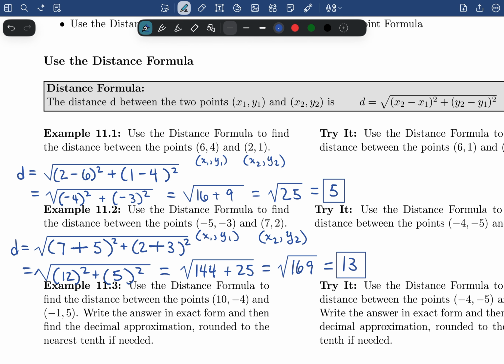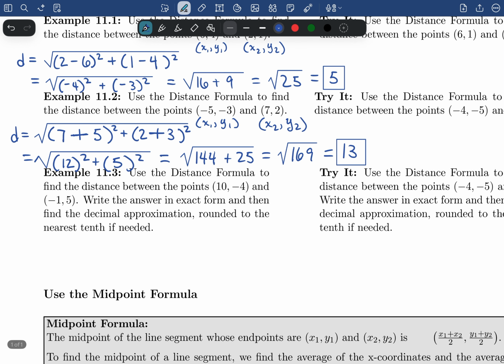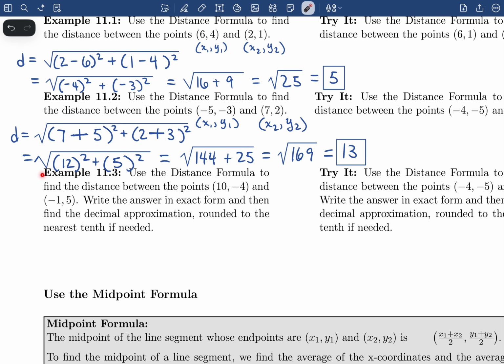All right, let's try another. This is example 11.3. Use the distance formula to find the distance between the points (10, negative 4) and (negative 1, 5). Write the answer in exact form and then find the decimal approximation. Round it to the nearest tenth if needed. All right, it looks like I've got 2 points in space. Here's the first point, here's the second point. So just remember, this is x1, y1. This is x2, y2. My first point, my second point.